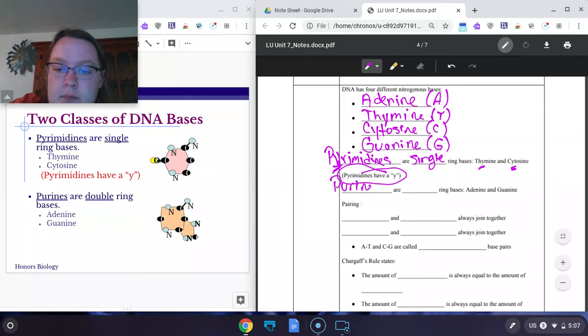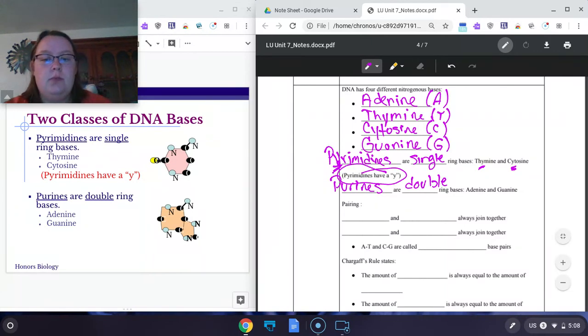Purines are double-ringed bases. The way that I remember that is short word, big structure. And again, they're the ones that do not have a Y.